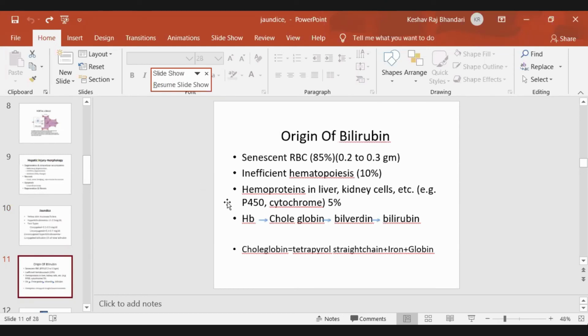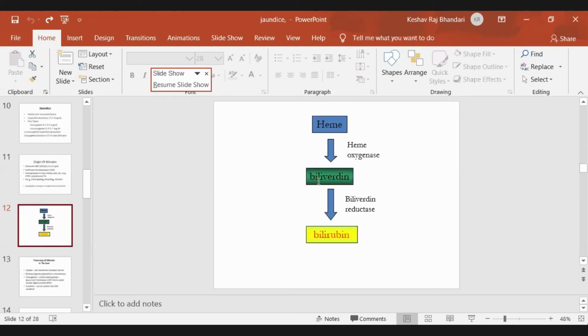Source of bilirubin, I told you: old RBCs, then bone marrow, death of newly formed RBCs, that is ineffective hematopoiesis, and hemoproteins in the liver and kidney. Then breakdown of hemoglobin occurs; hemoglobin is converted to choleglobin, biliverdin and bilirubin. Choleglobin contains all three elements, but the tetrapyrrole chain is a straight one: iron and globin. Later, from choleglobin, the globin and iron will be removed, and this tetrapyrrole will form biliverdin. So heme oxygenase, biliverdin. Biliverdin is converted by reductase to bilirubin.